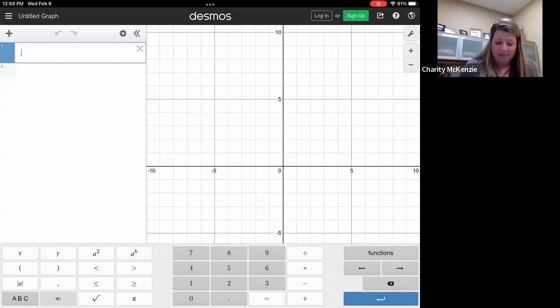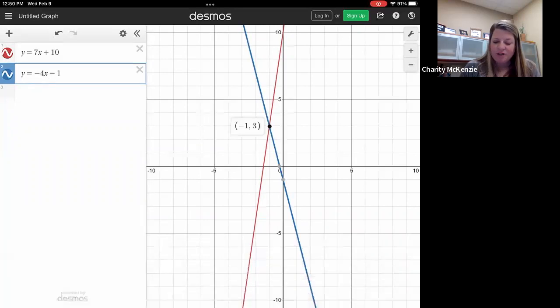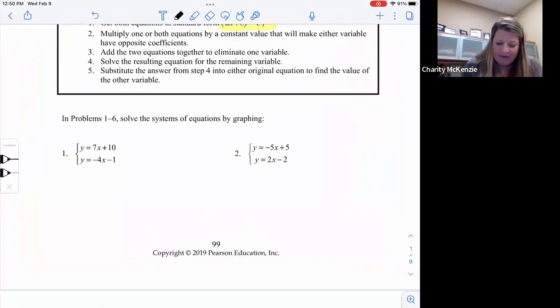Or you could use Desmos, I don't mind. So our first equation was y equals 7x plus 10, and our second equation is y equals negative 4x minus 1. So here's our two. I touched where they cross to get that negative 1, 3 to come up. You can see there's two lines. They cross really pretty at an easy spot. This is way more reliable than if we just graphed it by hand. So our answer for this first one was negative 1, 3.